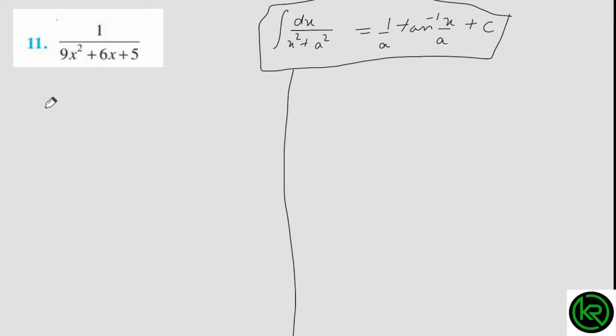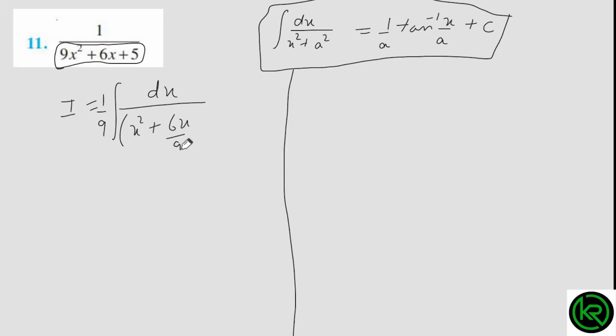Next question, students. The next question is I equals ∫dx upon 9x² + 6x + 5. Students, this is a quadratic polynomial, so we have to factorize it. To factorize, the first step is to make the coefficient of x² 1. To make the coefficient of x² 1, we will take 9 outside, so x² + 6/9 x + 5/9. We have to divide here, 6x, and 9, and 5 by 9. Students, this 6 by 9 will cancel by 3: 3 twos are 6, and 3 threes are 9.